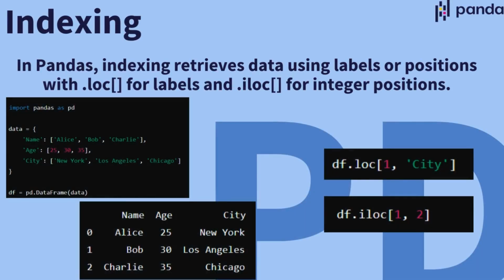So let's talk about indexing first. Basically, indexing in Pandas is when we retrieve data using labels with loc, and integer positions with iloc.